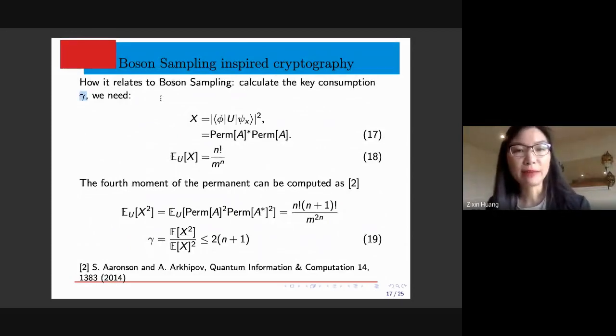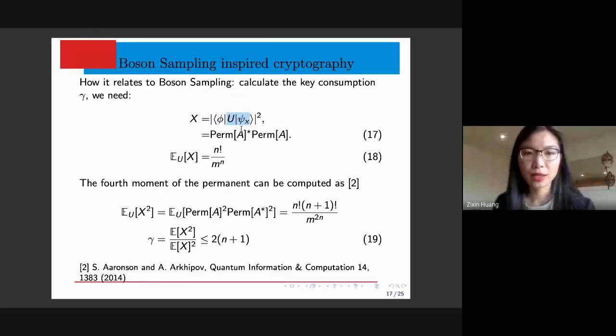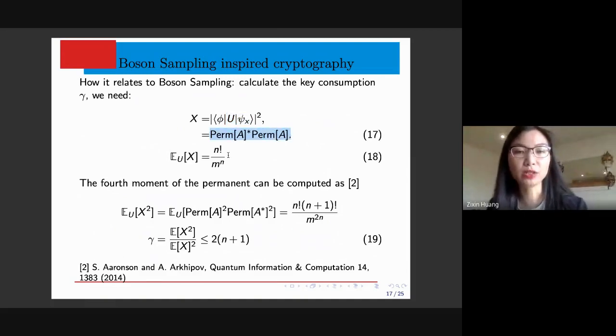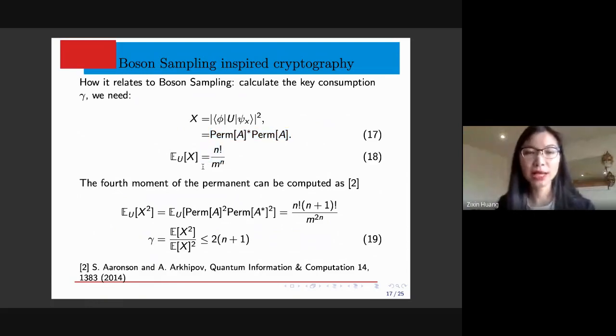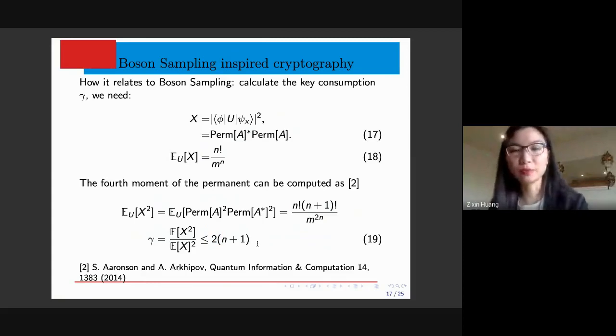In order to calculate gamma, the quantity we want to calculate is the overlap of a generic vector phi with the encryption unitary applied to the quantum state. In the boson sampling regime, this is proportional to the absolute value squared of the permanent, which we can calculate. The other quantity that we need is the second moment, or the fourth moment of the permanent, which we extract from the Scott Aaronson paper. And here we found that gamma is upper bounded by 2 times n plus 1.